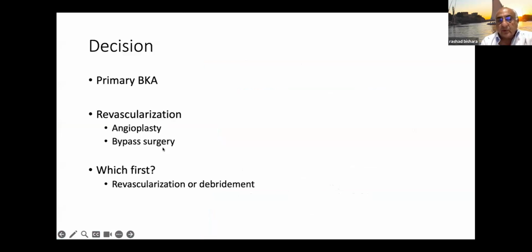Now I have a few questions. What would you do? And this is for the audience, if they like to share their opinions. Would you go for primary below knee amputation? Would you do a revascularization? And if you do a revascularization, would you choose angioplasty or bypass surgery? And if you choose revascularization, which first, the revascularization or the debridement?